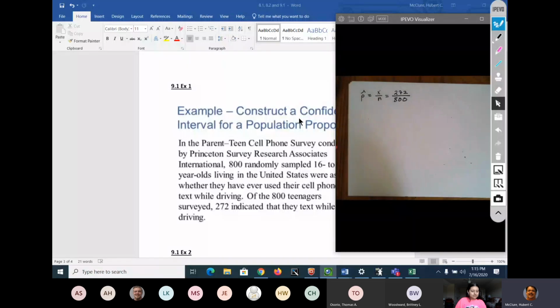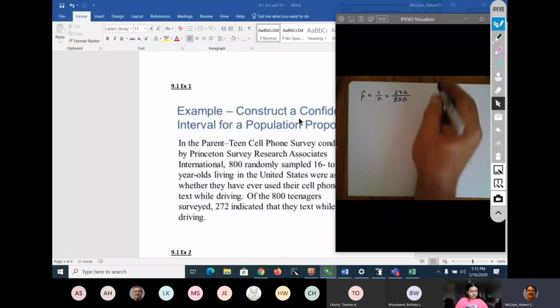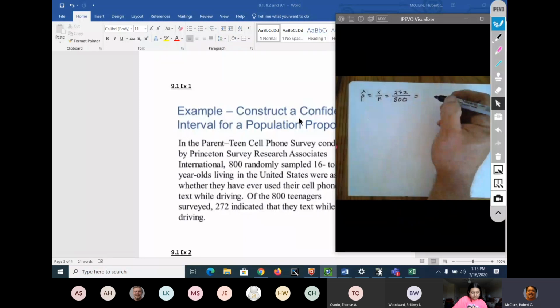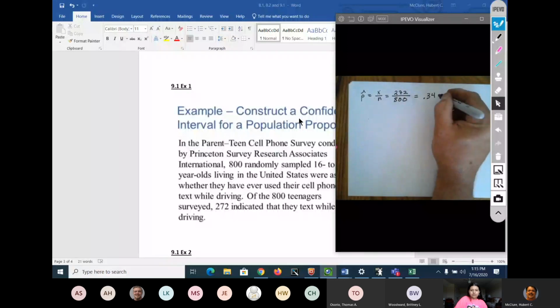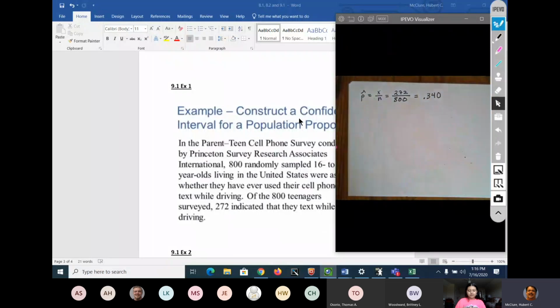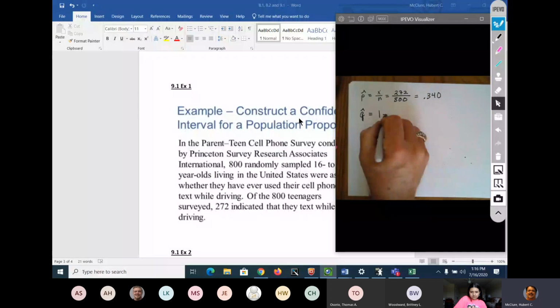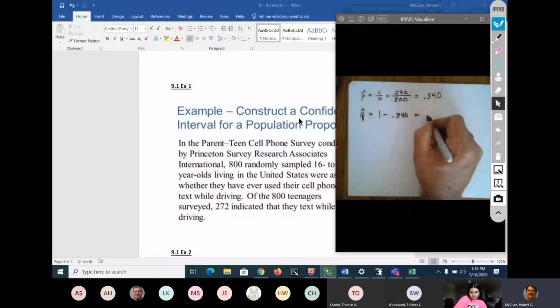So I can change that into a decimal. Somebody give me three decimal places, because for P I don't mind going three decimal places. P hat is 0.340. Once you have P hat, you have Q hat, and Q hat is the complement of P hat, which means Q hat is equal to 0.66. Do y'all check with me? Yes. So that's what you know right there.